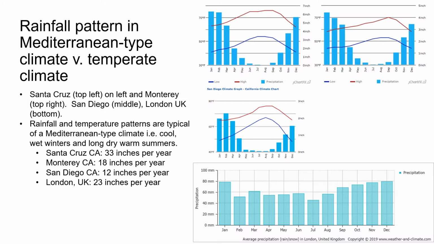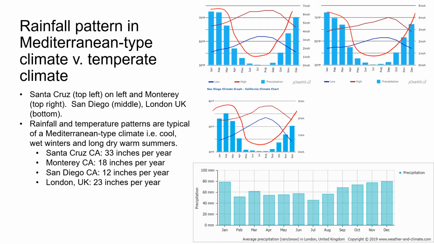The graphs on the right show the average monthly rainfall throughout the year in Santa Cruz, Monterey, and San Diego. And you can see in these graphs the pattern of rainfall that's typical of a Mediterranean type climate. So here and here, the rainfall peaking in the winter and dropping off in the summer.